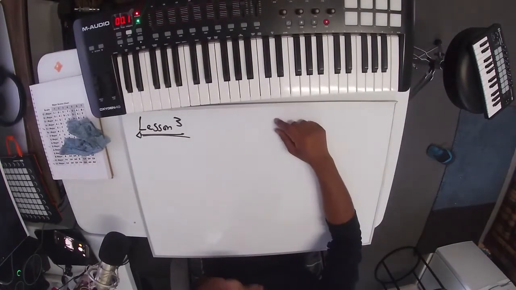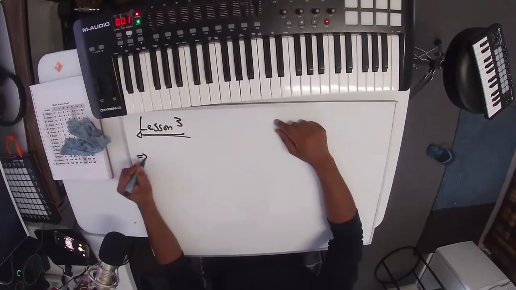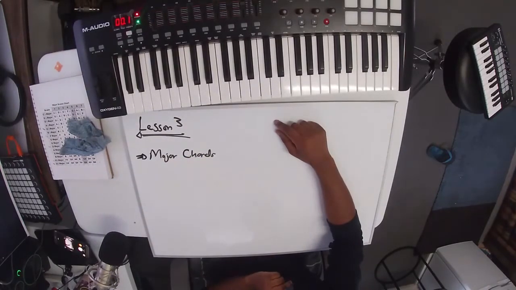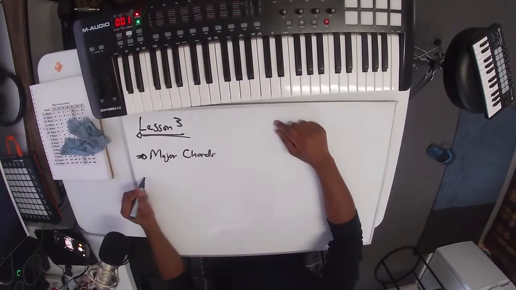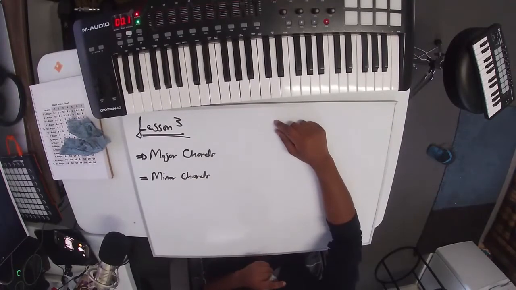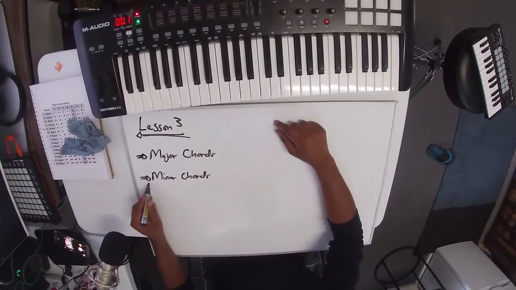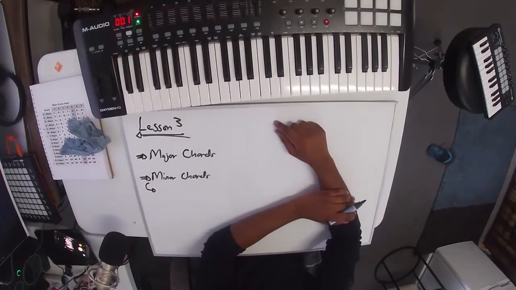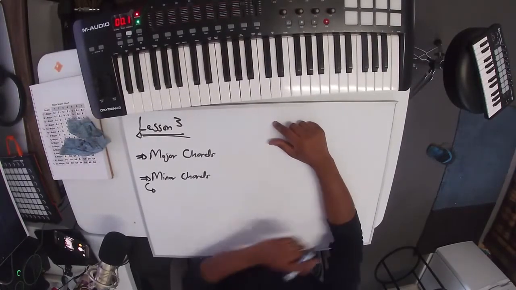All right. So we have looked at major chords and how to build them. The second thing we're going to look at is minor chords and how to build them. Now, there are several ways of building minor chords. I'm going to look at 2 ways, but I'm going to tell you of 3 ways.